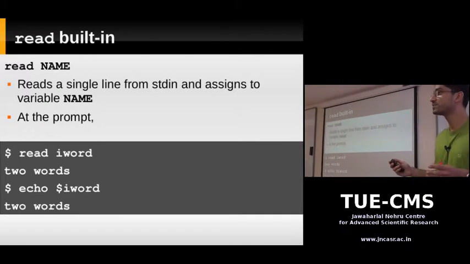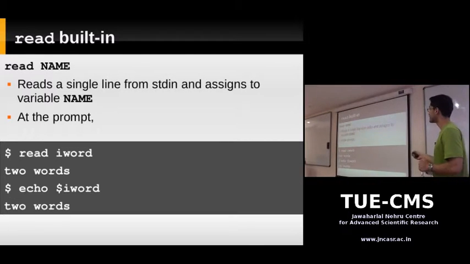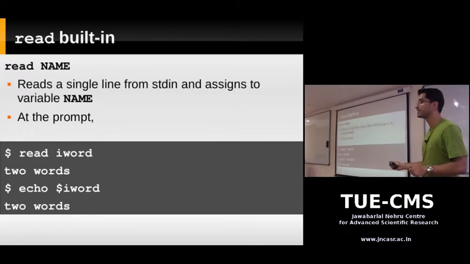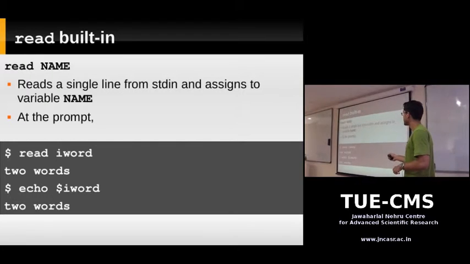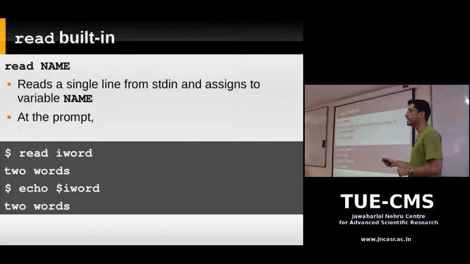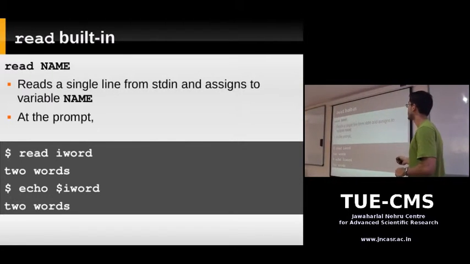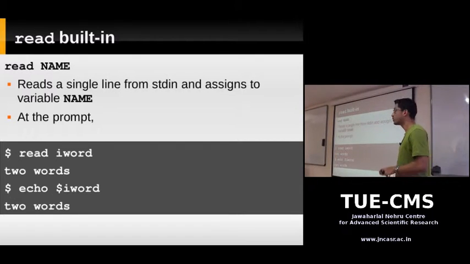Read has a bunch of options. It has a lot of options. It can do a lot of things. But we just need the basic functionality of this read built-in. So if you type a command like this, read name, it's going to read one line from standard input and save it in this variable. So let's look at how it works on the prompt.